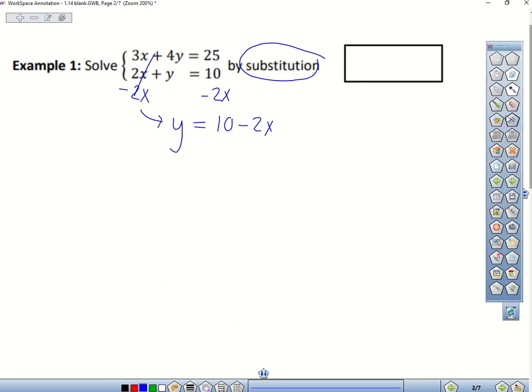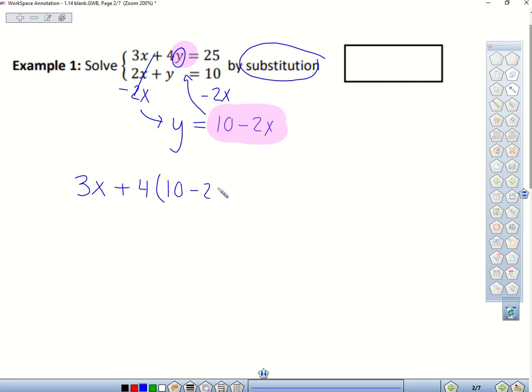So your first thing you want to do is isolate the variable. And when we do that, we now know what y is equal to. And that means that in another equation, if they're a system, I can plug in what I know y to be equal to into that other equation. So I'm going to substitute. So I'm going to take the y right here, and I'm going to replace it with this. So that's going to be 3x plus 4 times 10 minus 2x equals 25. So you take the y and you replace it with what the y is equal to.